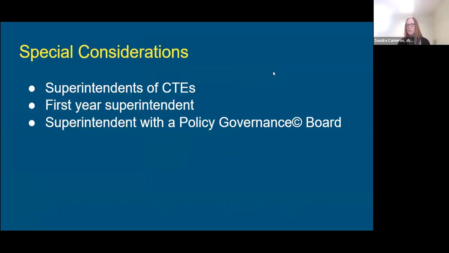Great. There are a couple of special considerations we just wanted to highlight for you today. Superintendents of career and technical education centers, there may be goals or measurement tools that address regional needs. So there may be really specific evaluation pieces and elements and considerations in a structure, an SU that is a career center. We talked a little bit about first year superintendents focusing really on a successful transition year. And then Debbie next is going to be talking about some considerations for the evaluation of a superintendent who is part of a policy governance board.